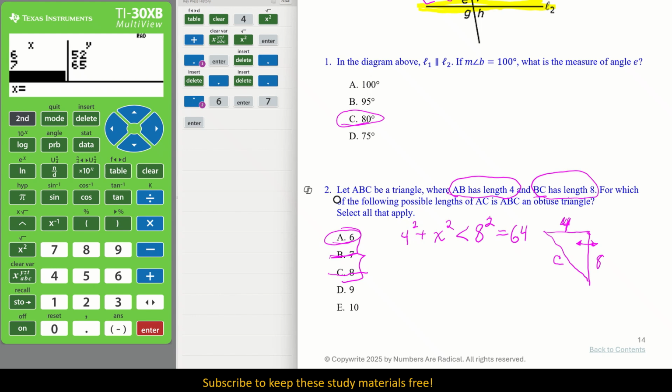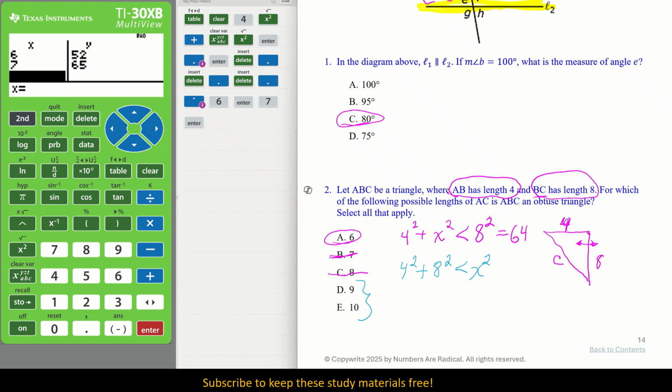Now we have to change our setup, because now what do we have? We're going to have 4 here. I'll change colors for us. So here, and let's get rid of this. Now we need to use these two, 9 and 10. So we have 4 squared plus 8 squared must be less than x squared. You can just type those in and you know that. Here, there's a couple ways.